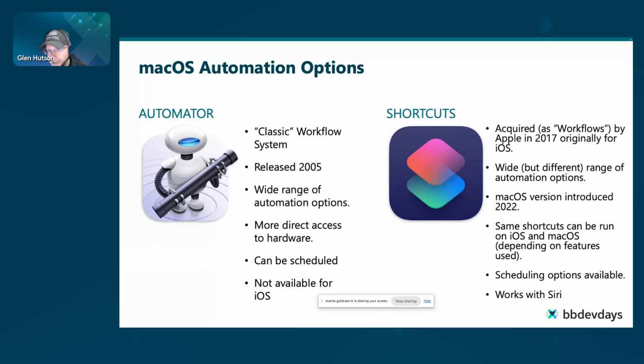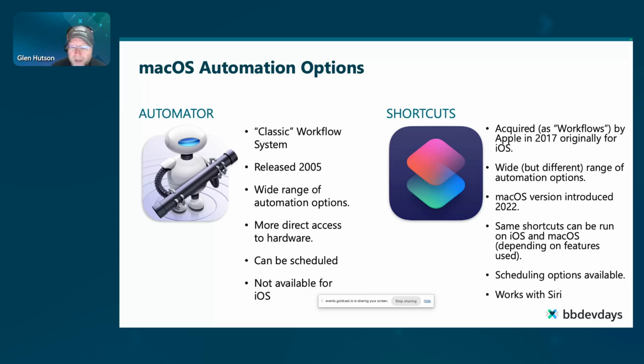Then we got Shortcuts. Shortcuts was acquired as Workflow by Apple in 2017, originally for iOS. It also has a wide range of automation options, a bit different. Some of the stuff between Automator and Shortcuts overlaps, but there's definitely some things that Shortcuts alone can do. And then again, the macOS version was introduced about, I guess, 2 years ago to allow Shortcuts to be available there. And the nice thing about this is that the same shortcuts can be run on iOS and macOS, depending on features used. There are definitely some differences between the two systems.